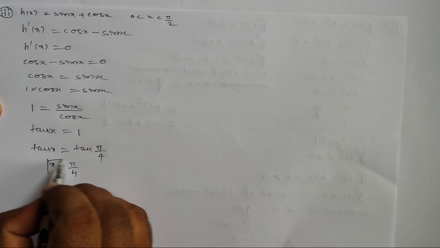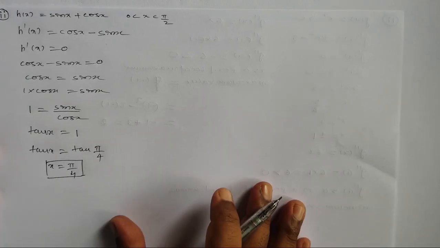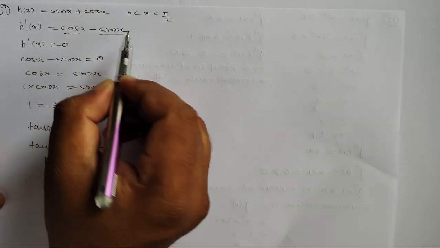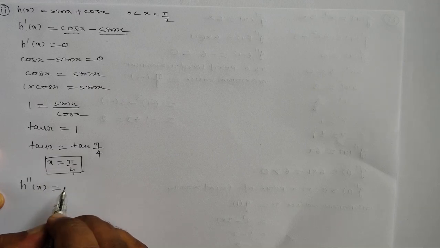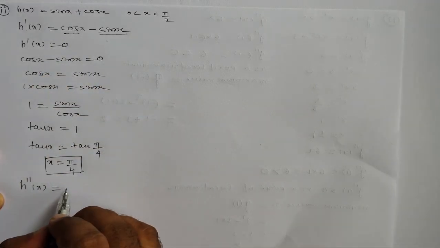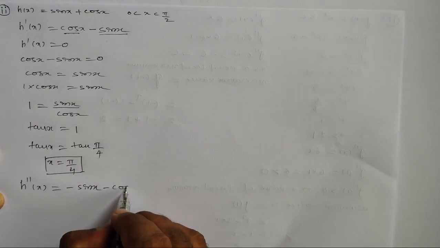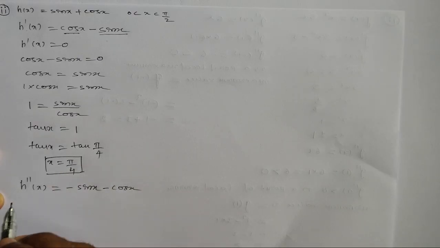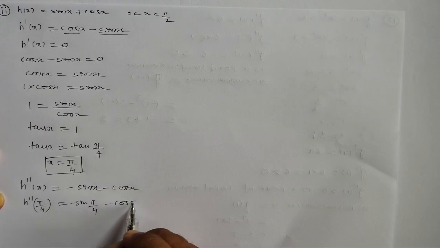Okay, right. Now I will differentiate again with respect to x. So then h double dash of x is equal to what? Already h dash of x is equal to cos x minus sin x, and again differentiating, h double dash of x is equal to, what is the derivative of cos x? Cos x becomes minus sin x, and the derivative of sin x becomes cos x. So I'll substitute the value of x: h double dash of pi by 4 is equal to minus sin pi by 4 minus cos pi by 4.